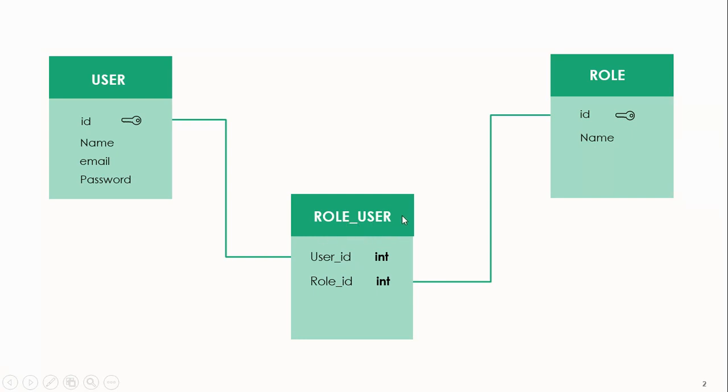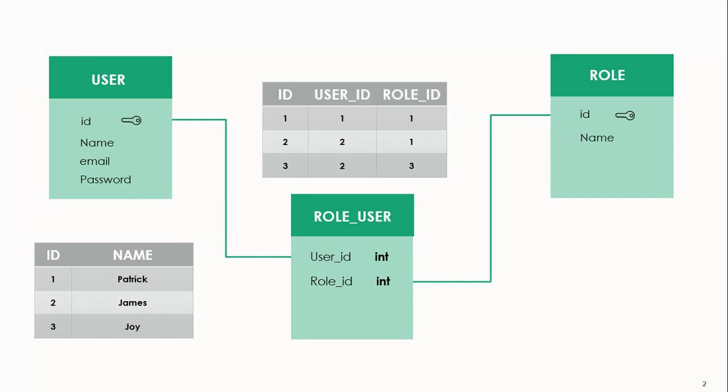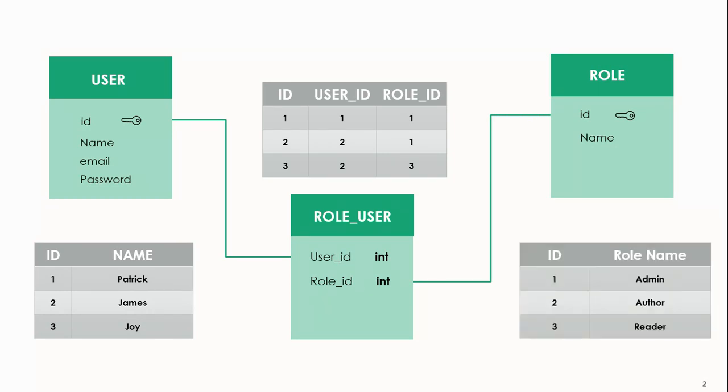So let's see how these roles are shared by these users. Here we have the users table with some users, only 3. Then we have the role_user table, which, just like I said, contains the user ID and the role ID from the two tables. And then here we have the roles table with some of the role names. In this example, we have a user called Patrick, who is ID 1 on the users table. On the pivot table, you'll see his user ID is 1 and his role ID is 1. That means if you check the roles table, you'll see ID 1 is admin.